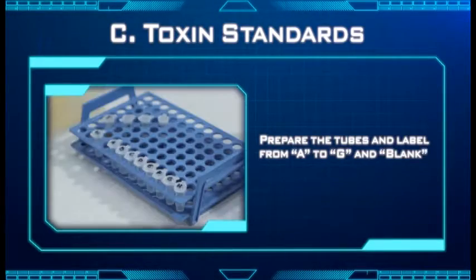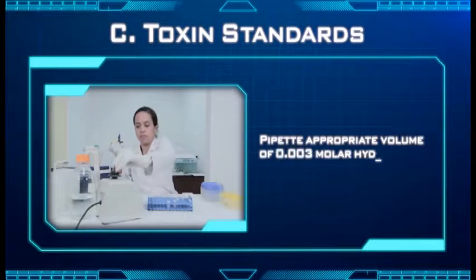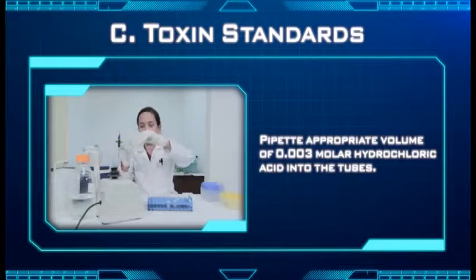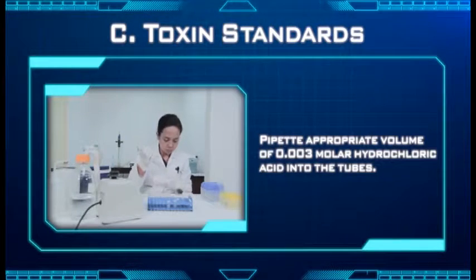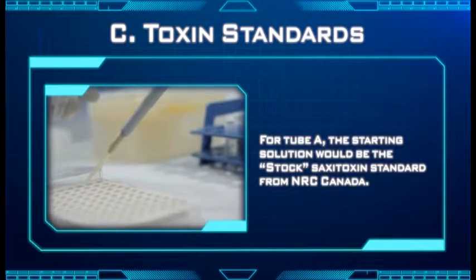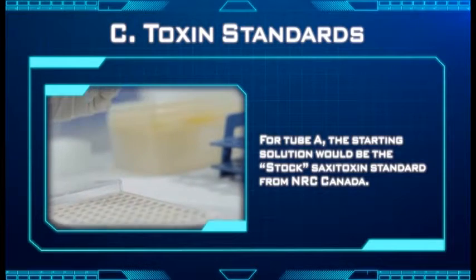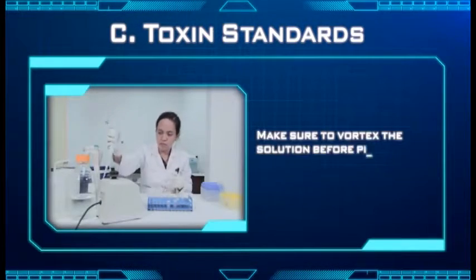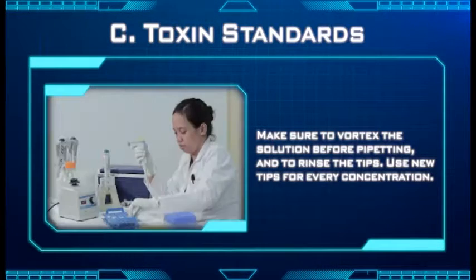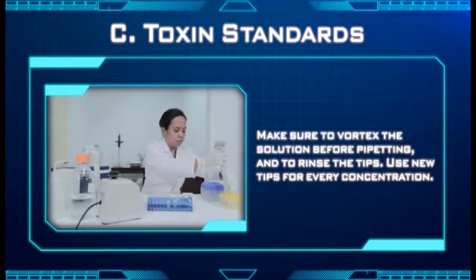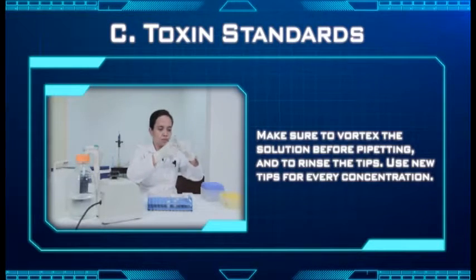Prepare the tubes and label from A to G and blank. Pipette appropriate volume of 0.003 molar hydrochloric acid into the tubes. For tube A, the starting solution would be the stock saxitoxin standard from NRC Canada. Make sure to vortex the solution before pipetting and to rinse the tips. Use new tips for every concentration.